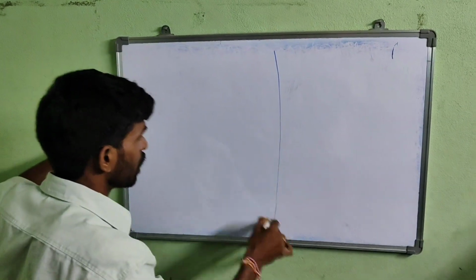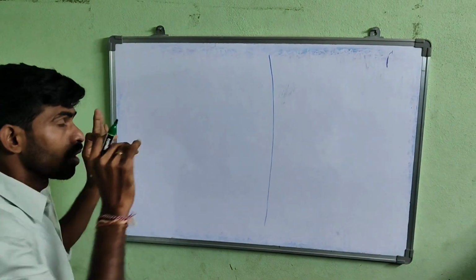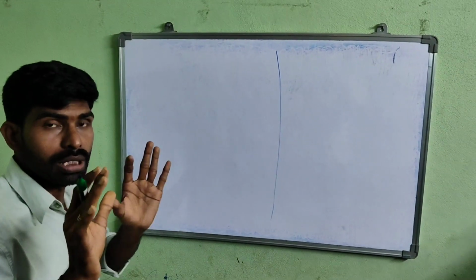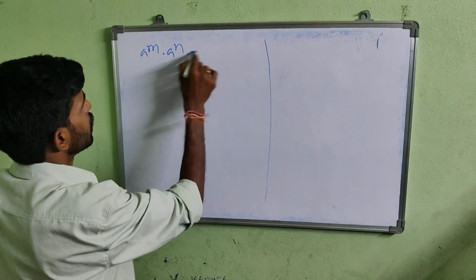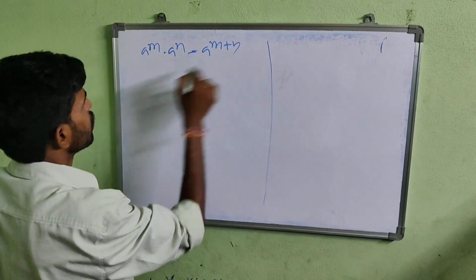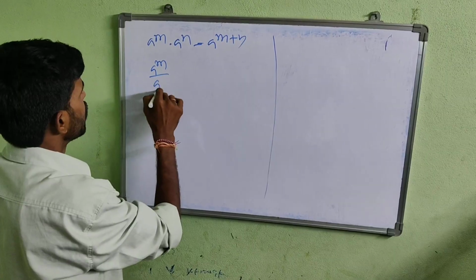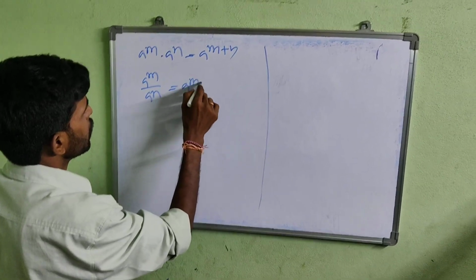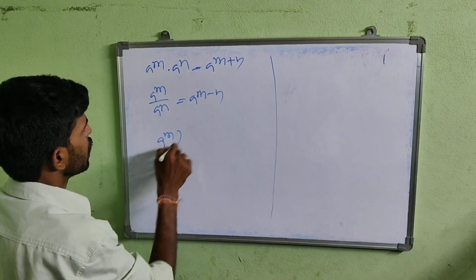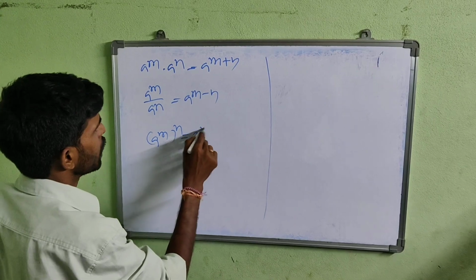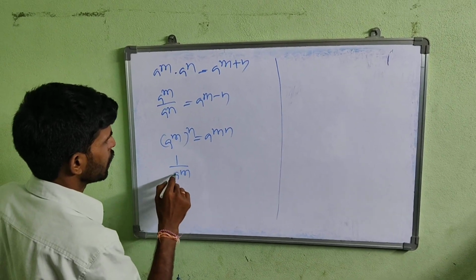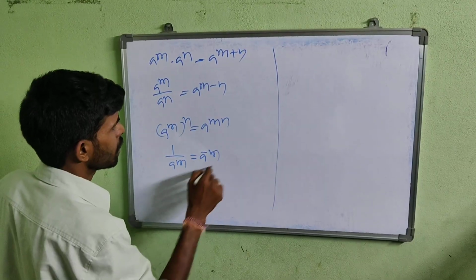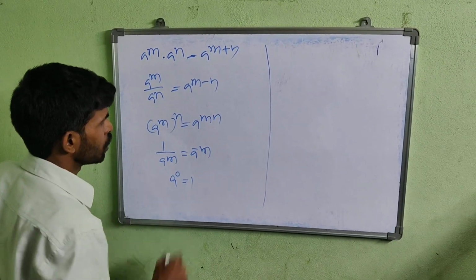Exponential and logarithms I will write. You need to write in your class notes. This is the most important. So a power m into a power n is equal to a power m plus n. A power m by a power n is equal to a power m minus n. A power m whole power n is equal to a power mn. 1 by a power m is equal to a power minus m. A power 0 is equal to 1.